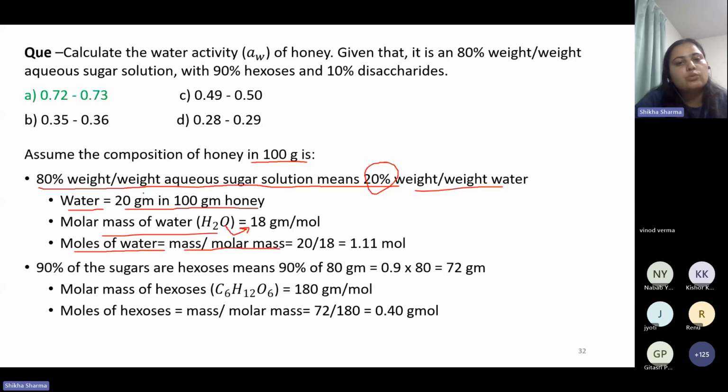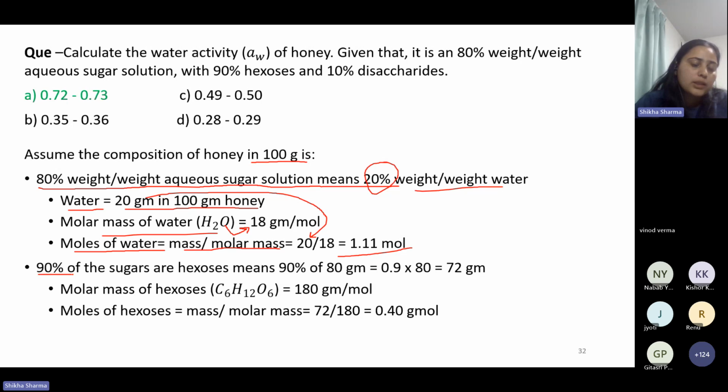So mass is given as 20. We have calculated it as 20 because it's from the 20% of the honey, which is 20 grams. So 20 divided by 18, its molar mass, equals moles, 1.11.